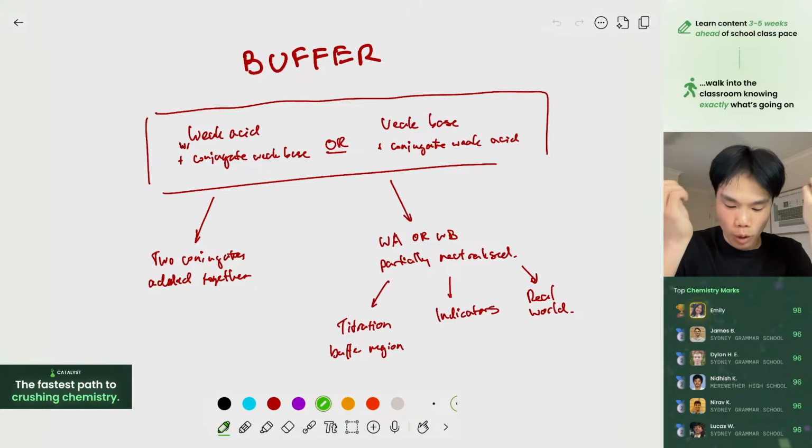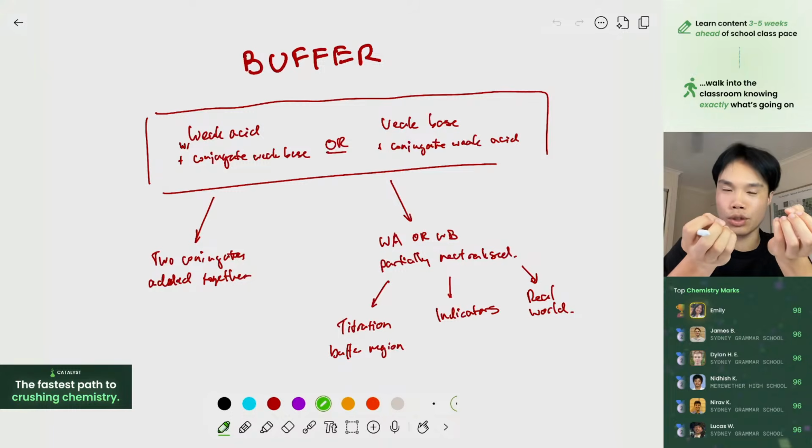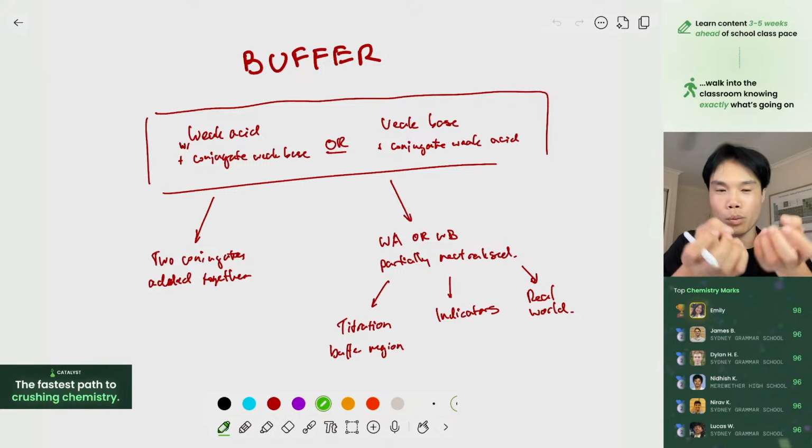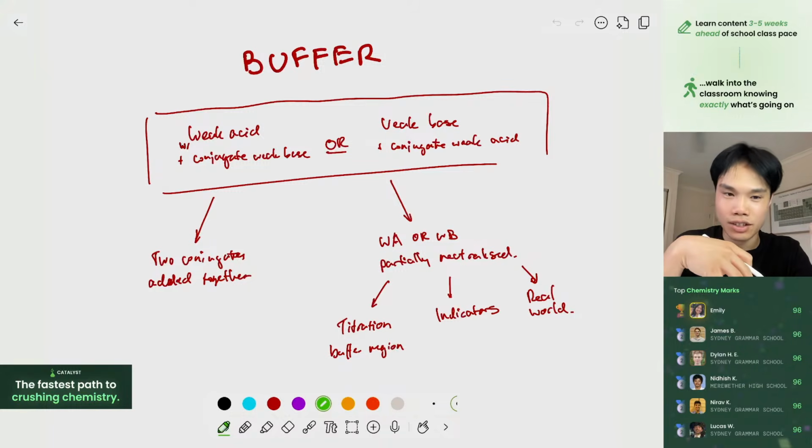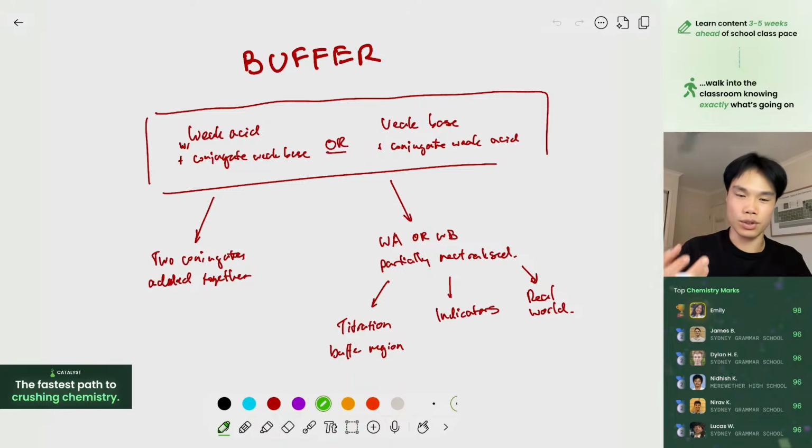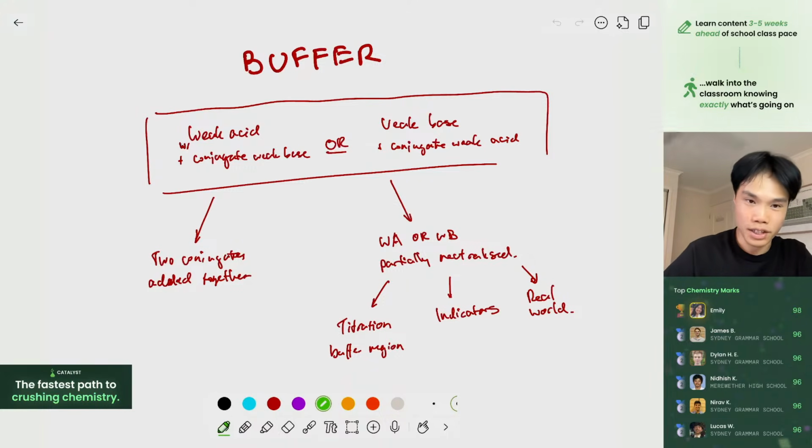The common question stem is we add some acetate and we add some acetic acid into solution, and what do you now have? Or if we add acid into this, will it resist pH change? The answer is yes. So when you add the two conjugates together, you will form the buffer. That's a common way you'll see it.